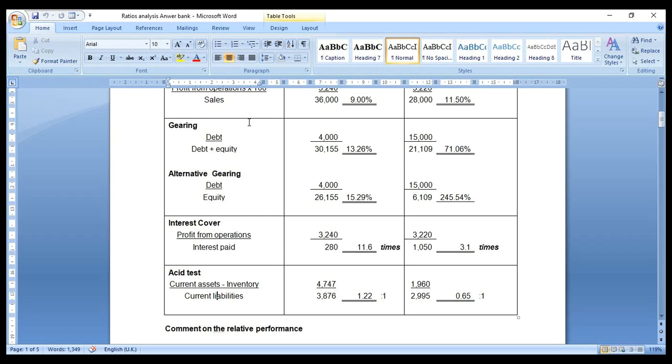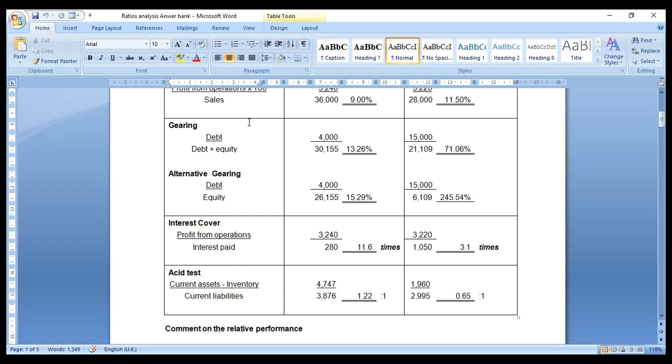So then we have asset figures of 4747 and our liability figures are 3876. If you look at the top figure, it is higher than the bottom figure. It means your assets are more than your liabilities. So your asset is 1 pound and 22 pence, and your liability figure is 1 pound, which is a good sign. Your liability is less than the asset.